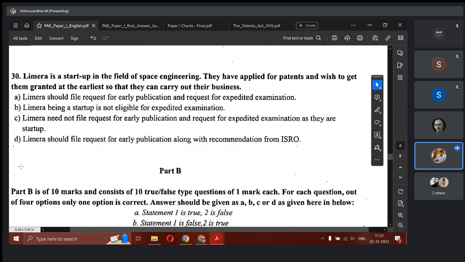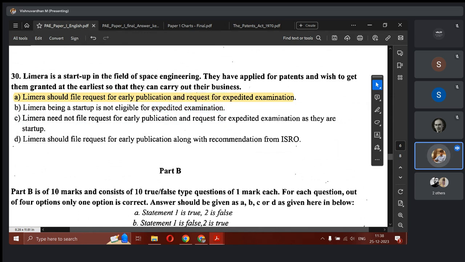Okay. Cool. So question 30. Limera is a startup in the field of space engineering. They have applied for patents and wish to get them granted at the earliest so that they can carry out their business. So what is the advice now? Limera should file request for early publication and request for expedited examination. Of course, this has to be the right answer. Then, Limera being a startup is not eligible for expedited examination. Read rule number 25C properly from the Indian patent rules. It tells you who all is eligible for expedited examination.